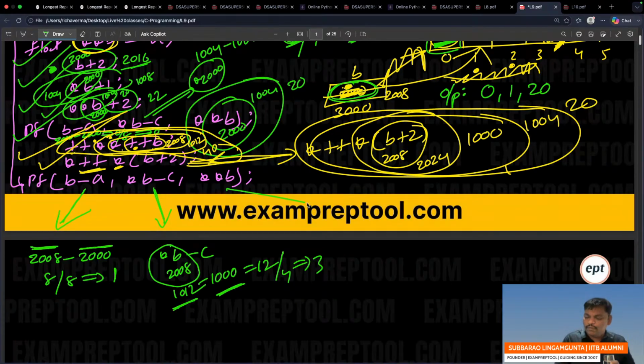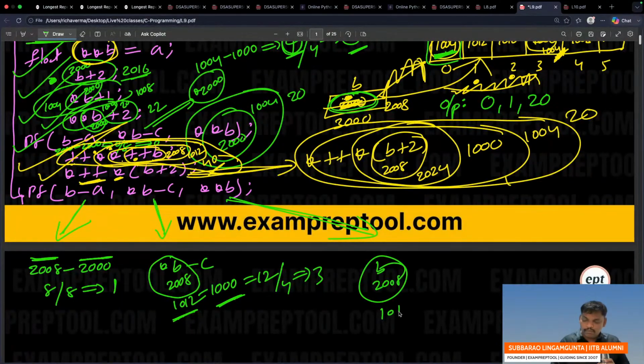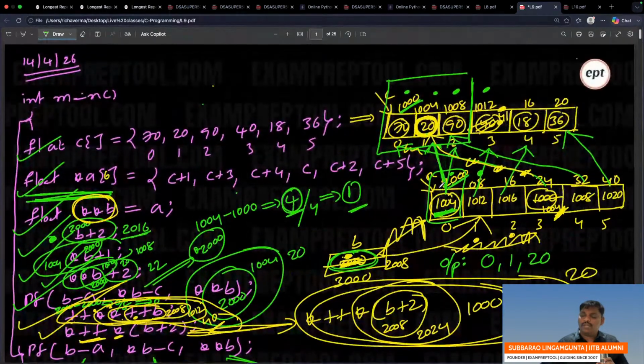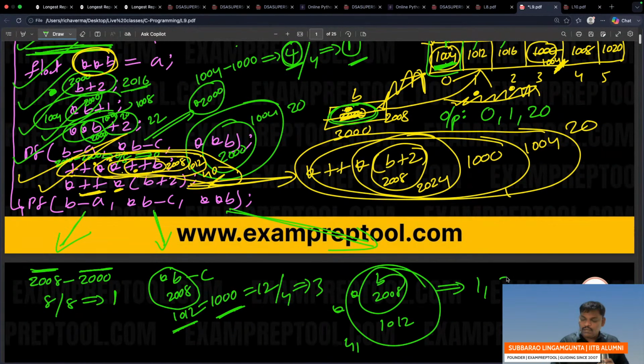Come to the next. So B is 2008. Star 2008. How much? Star 2008, how much? 1012. Star 1012, because one more star is there. One more star is there. Star 1012, how much is it? 41. So finally, if you see the output here, I think 1, 3, 41. The first printf is this. The second printf is this.